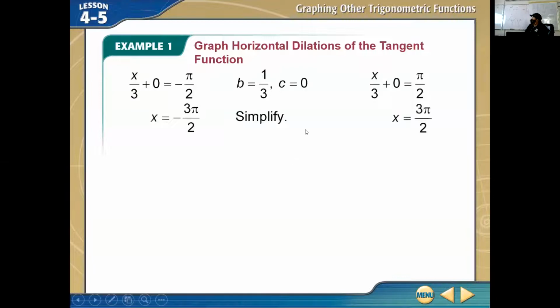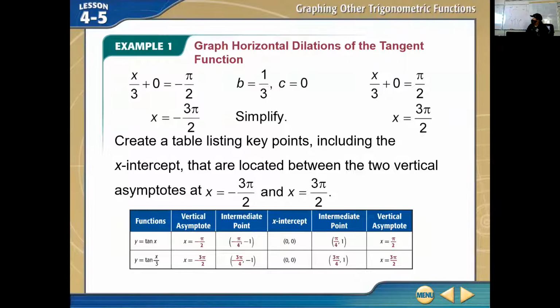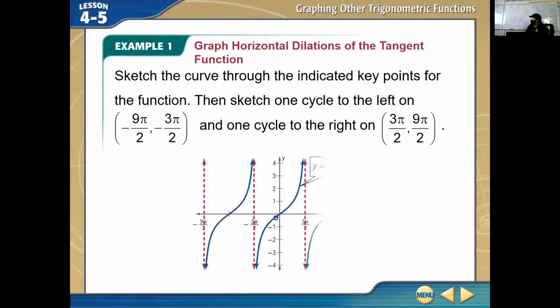They simplify. So this is the negative asymptote, negative 3 pi over 2. Here's the first positive asymptote at 3 pi over 2. Then they create a table. We're only concerned with vertical asymptotes and x-intercepts. You can see the intercept hasn't moved. So right here is the first intercept, and if you pay attention, our x-intercept occurs every 3 pi, and we have a new asymptote every 3 pi.